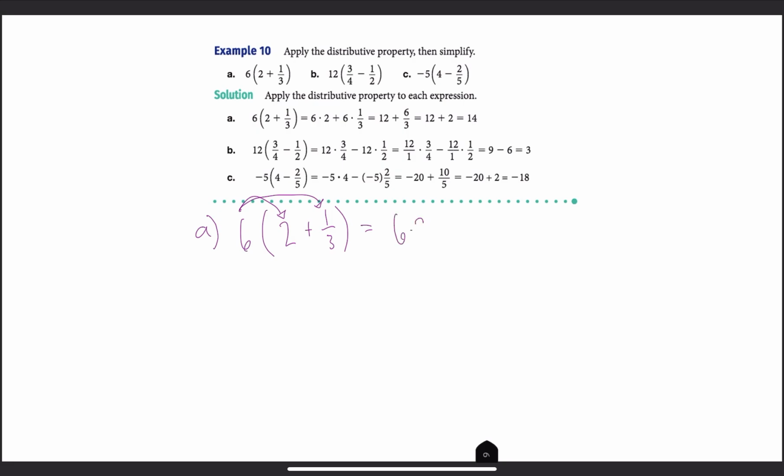So 6 times 2 plus 6 times a third. 6 times 2 is 12, and 6 times a third. Well, what I can do with the 6 is I can write 6 over 1 times 1 over 3, which is 6 over 3. And 6 divided by 3 is 2. Oh, okay, so that's 12 plus 2, so 14.